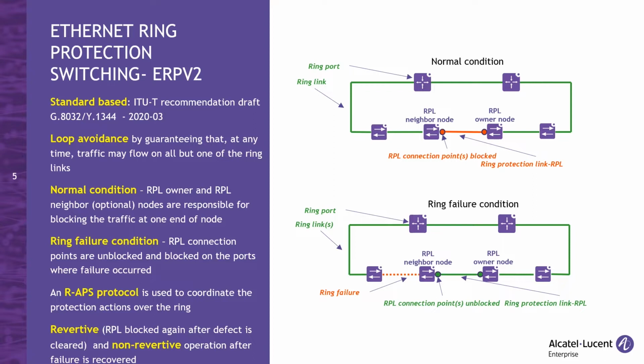After the failure is recovered, meaning the failed link is up again, by working in revertive mode, the traffic will be forwarded over the recovered link, and the functionality of the RPL owner to block the RPL will be obtained automatically. If non-revertive mode is chosen, ring nodes will continue to block the traffic over the recently recovered link.